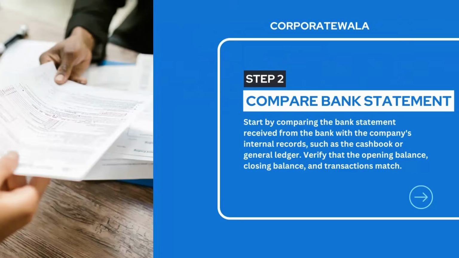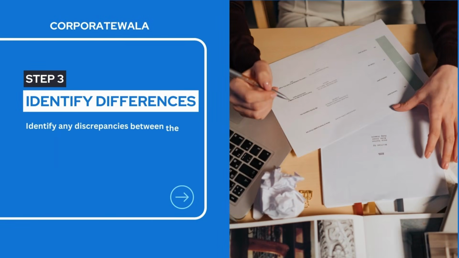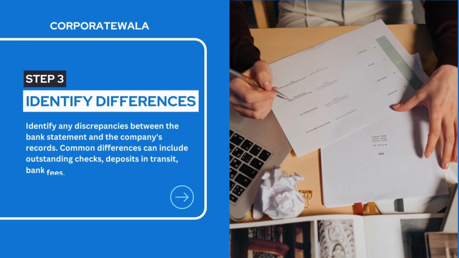Once you are done with step 2, you are going to move on to step 3, which is identify the differences. When you compare your bank statement with your internal records, you will identify various discrepancies between your bank statement and the company's internal record. A few examples are outstanding check, deposit in transit, bank fees, interest earned, or any error or omission which you would have made in your internal record or in the bank statement.